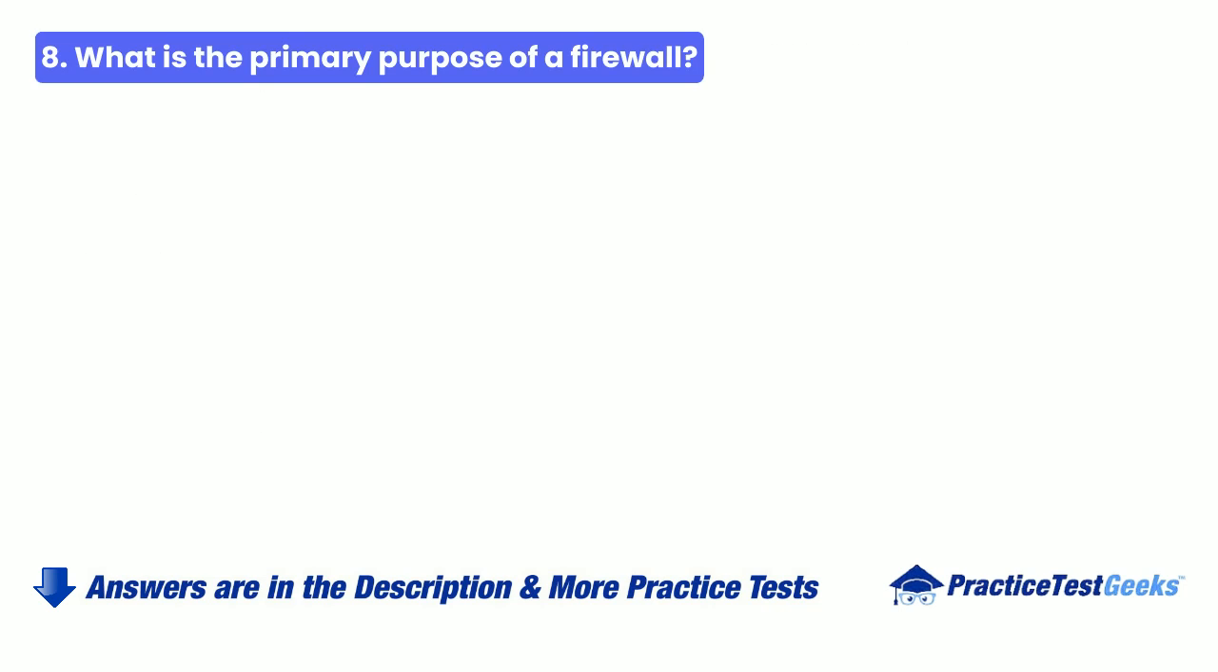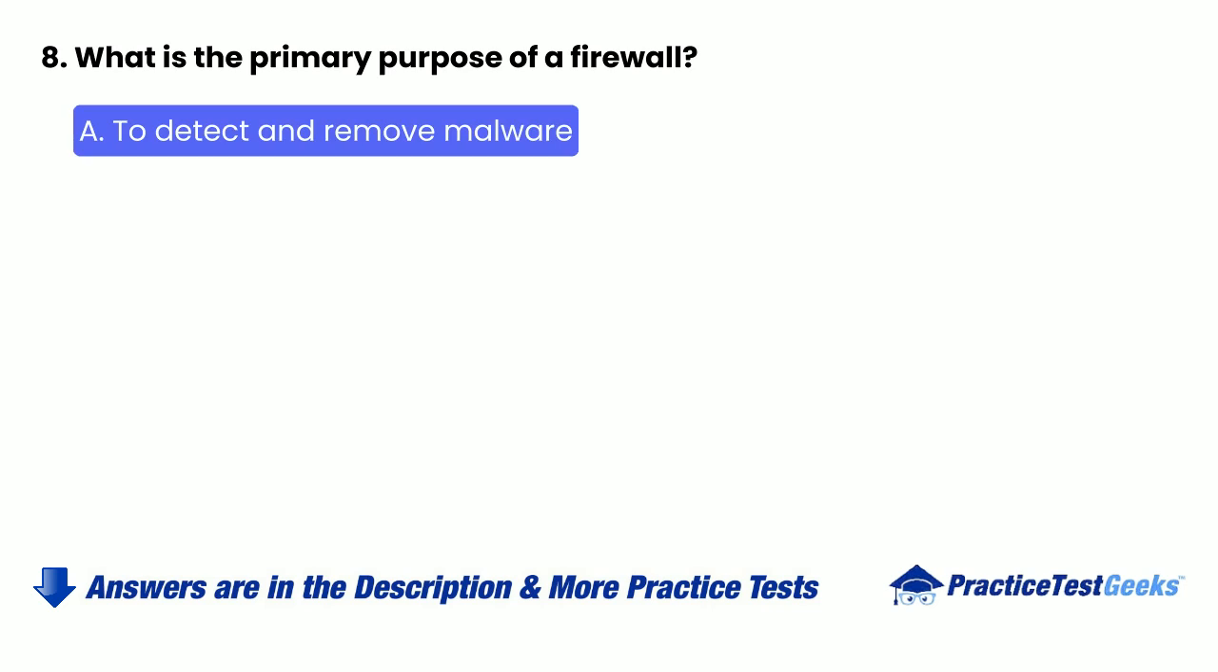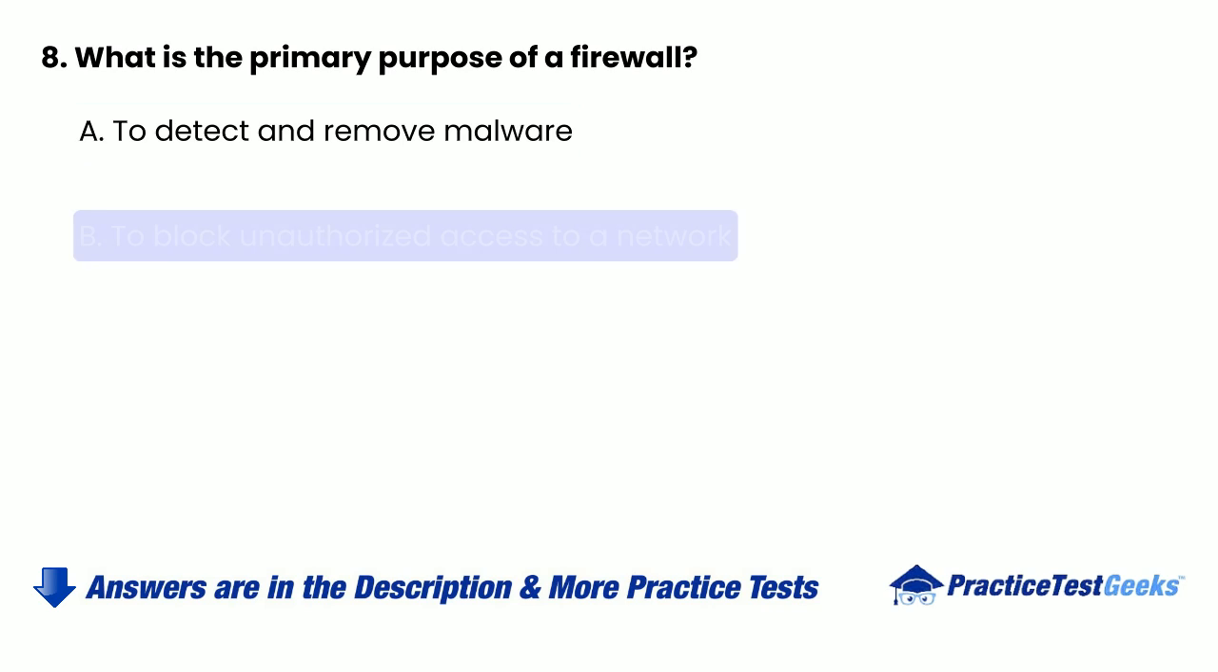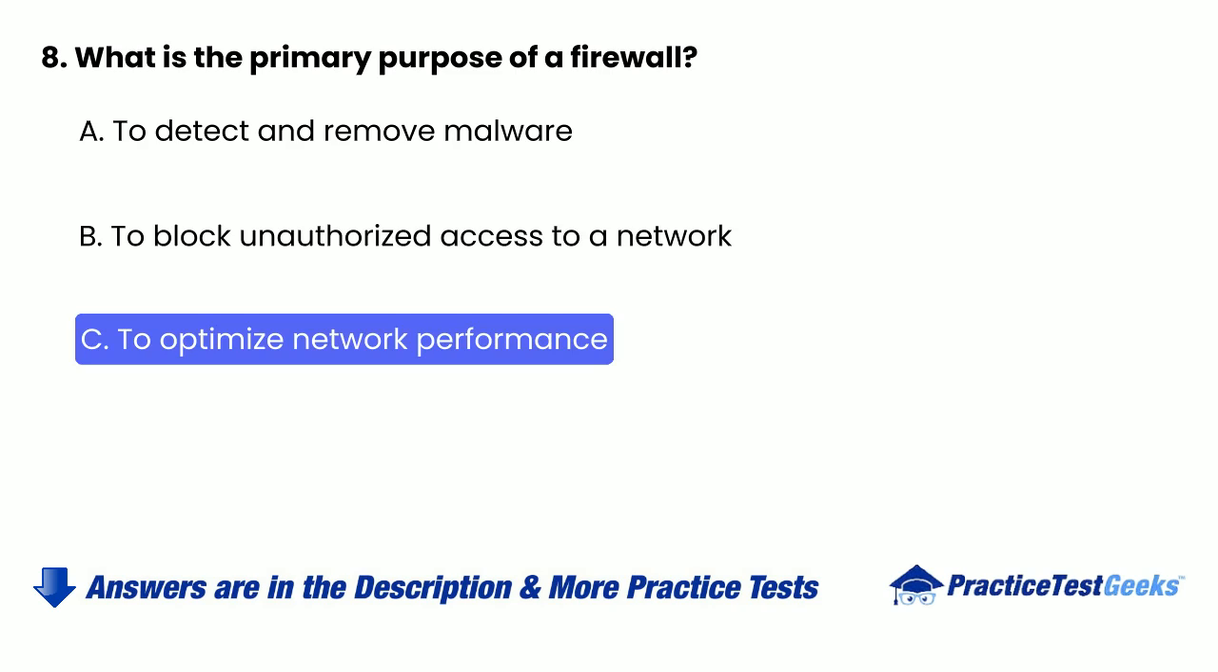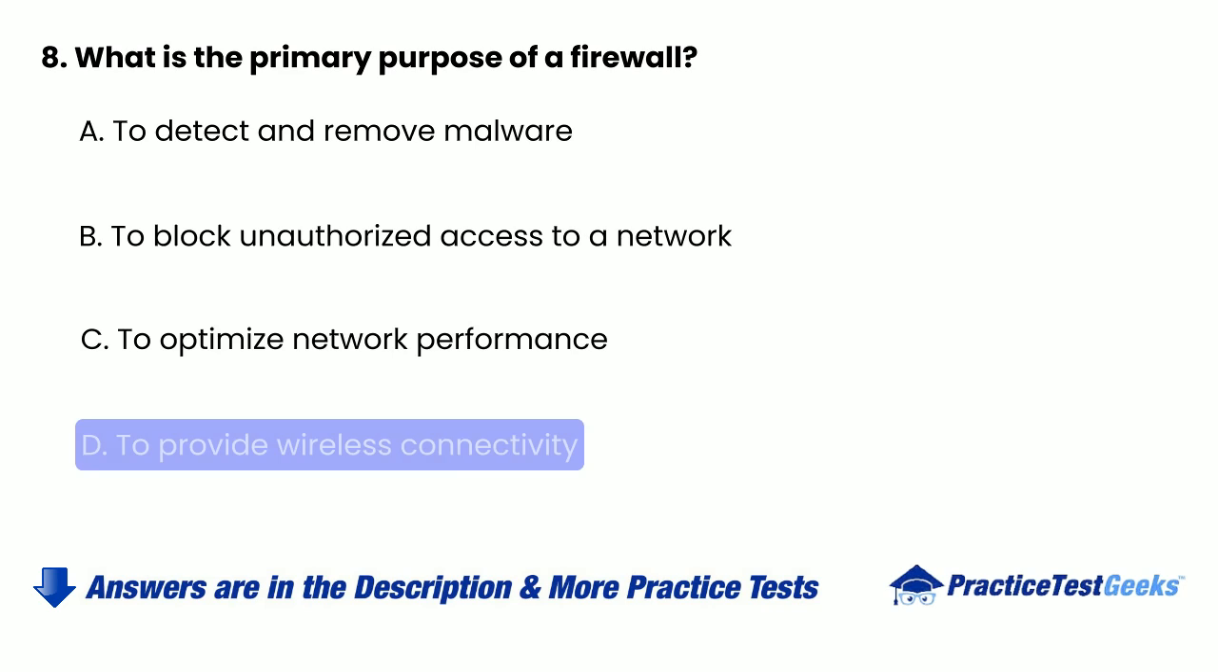8. What is the primary purpose of a firewall? A. To detect and remove malware. B. To block unauthorized access to a network. C. To optimize network performance. D. To provide wireless connectivity.